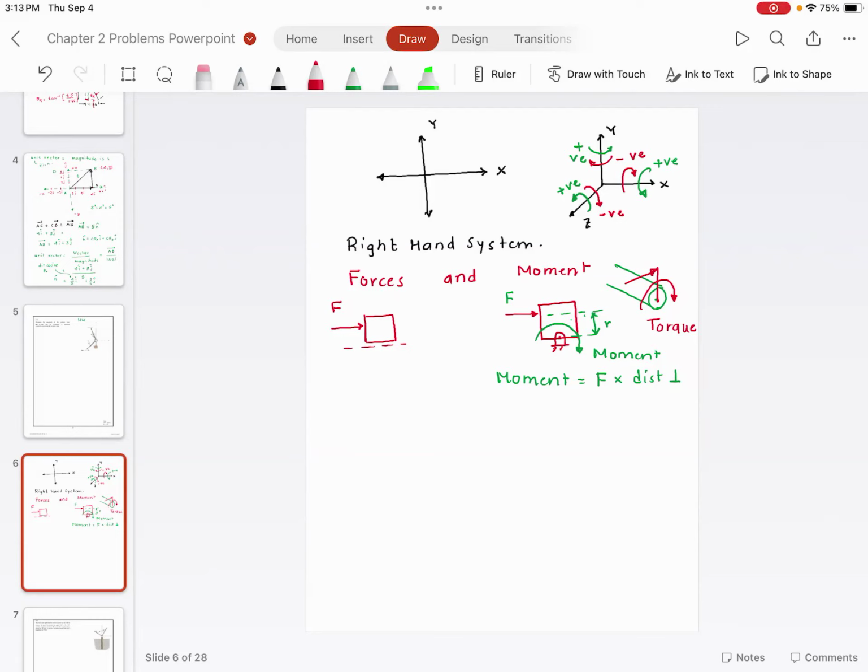Now imagine if you have an object, and there are no forces acting on the object. For example, this is the object. On this object, there are no forces. You agree with me that this object is not going to go anywhere.